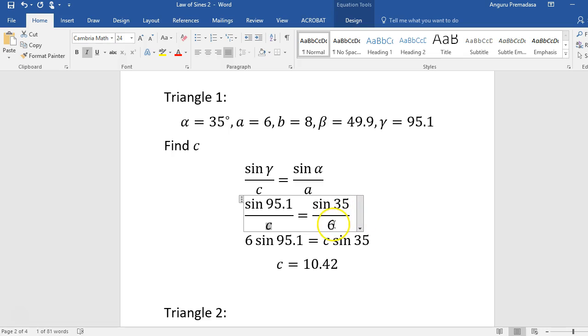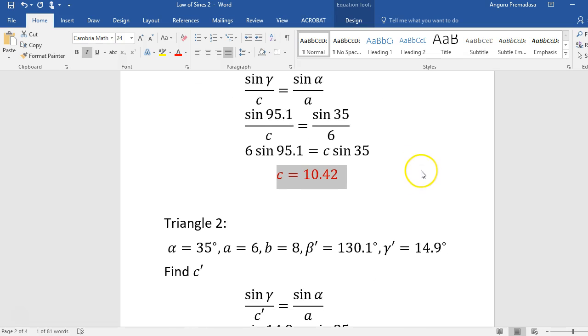And then you cross multiply and you get 6 sine 95.1 is equal to C sine 35. If you solve for C, you get C is equal to 10.42. So in the first triangle, we do have the missing side C equal to 10.42. And we do the same for triangle 2.